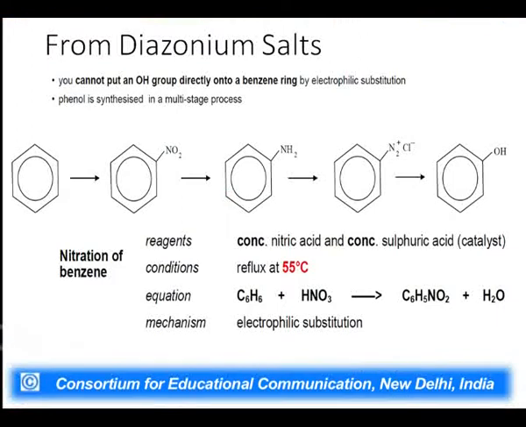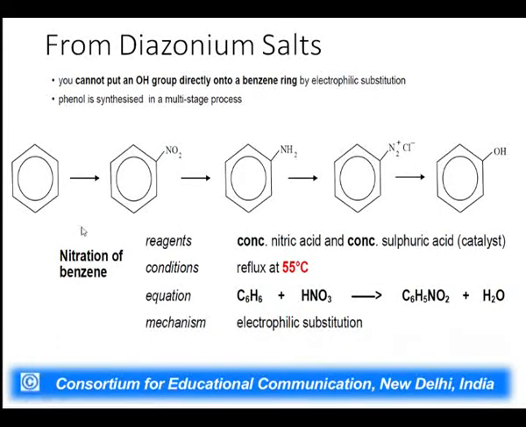The next method of preparation is from benzene. Although we've given the heading here, diazonium salts, we cannot put the OH group directly, that is, we cannot bring about an electrophilic substitution reaction here. So what we do is, first we do the nitration, then we reduce the nitro group to an amino group, bringing about diazotization and then hydrolysis to give us phenolic compounds.